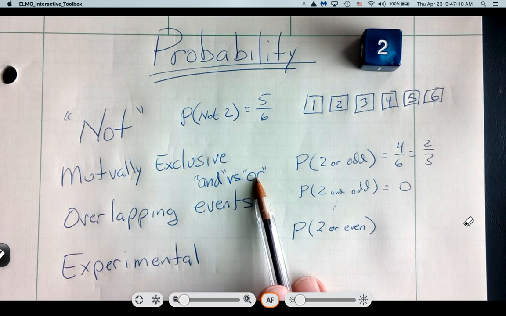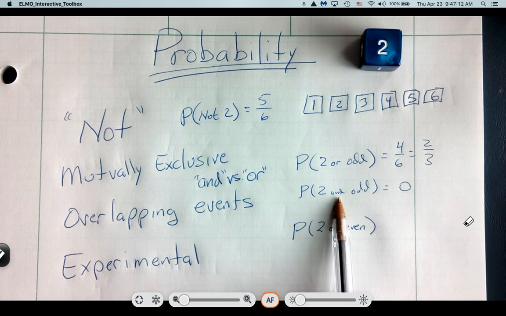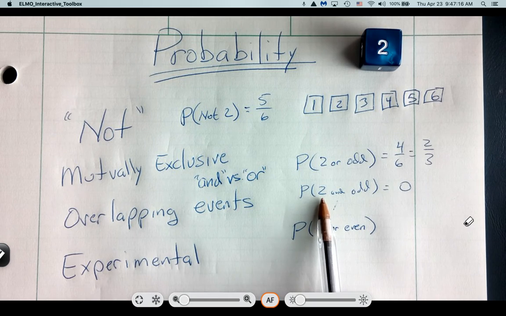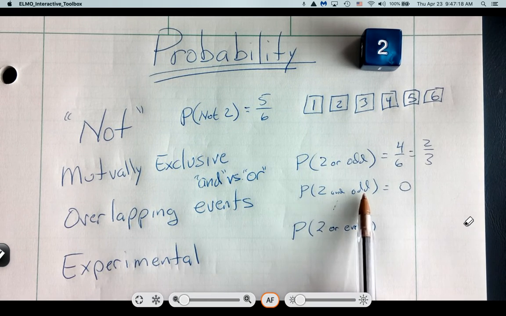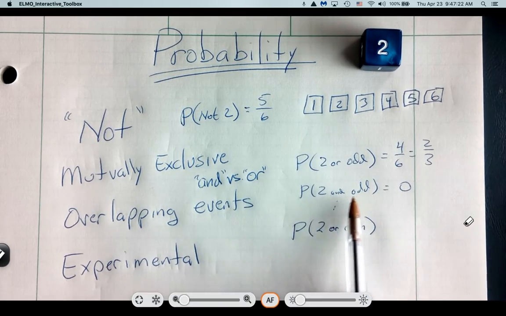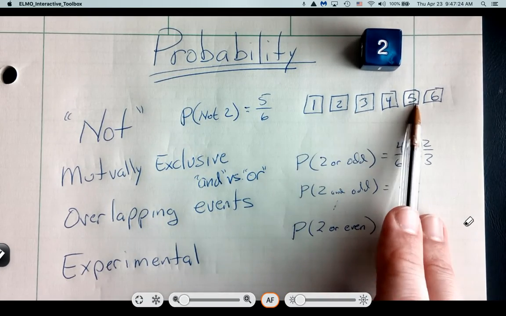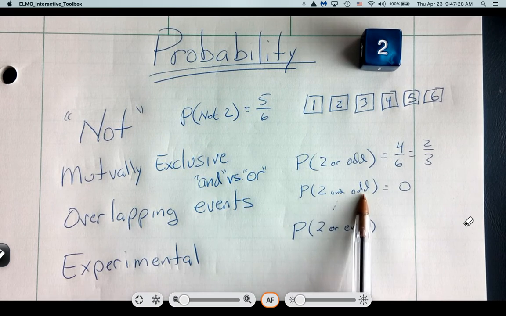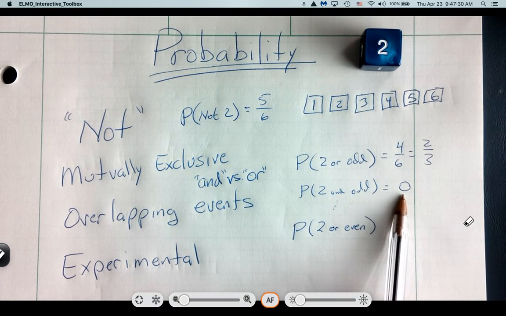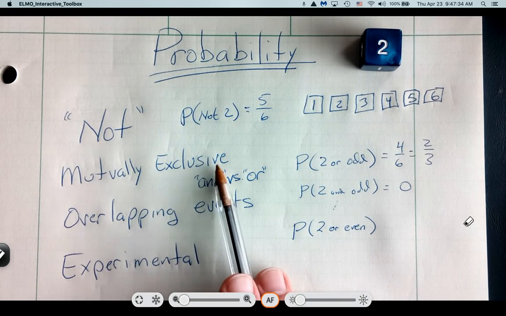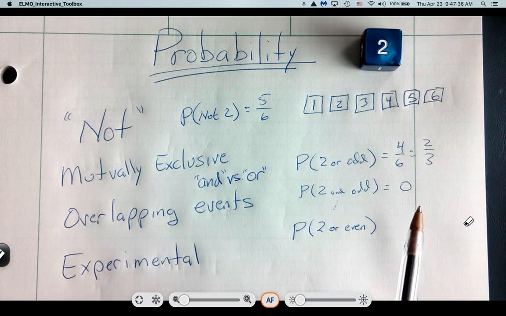That's the word or. If they'd used the word and, the probability would be 0, because you can't roll a 2 and an odd. If you rolled a 2, it wouldn't be odd. If you rolled an odd number, it wouldn't be 2. So it's impossible to roll a 2 and an odd, so that probability would be 0. So again, that's what mutually exclusive means, that you can't do both at the same time.